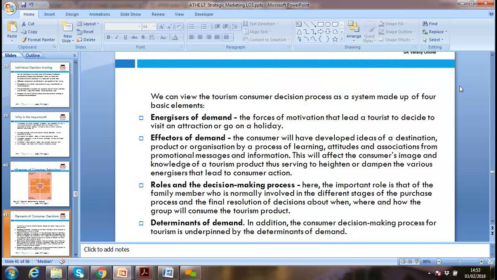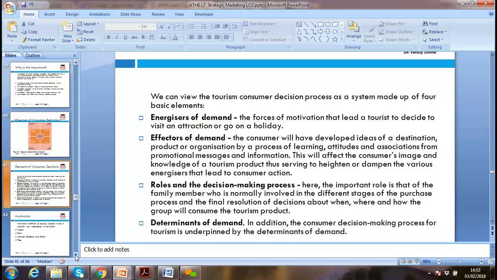Further, we can read the forces of motivation that lead tourists to decide to visit an attraction or go on holidays. Factors of demand, how these will affect roles and the decision-making process, the important role of family members and determinants of demand. In an organization we need to understand these points to make effective decisions. Umar, any question? No, sir.